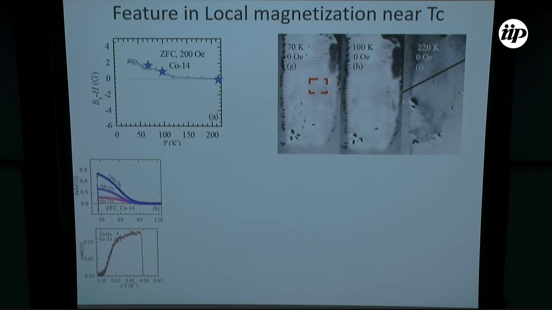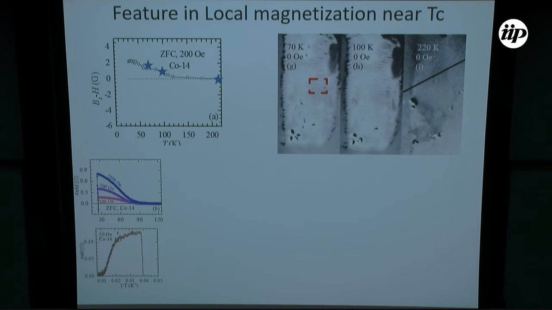Now, if you take this positive magnetization and plot it as 1 by T, one of these curves plotted as 1 by T, you see that there is a Curie-like behavior. So it may seem like a paramagnetic-like system. The magnetization or the susceptibility is 1 over T, and it has this sort of a feature.